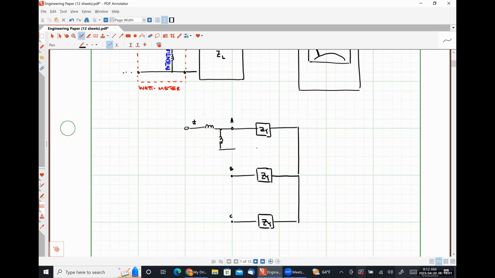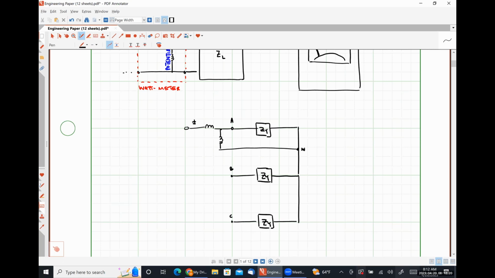And then we would need to tie our voltage coil over here to the neutral, so that we're measuring the phase current and the phase voltage, because we need both of those quantities in order to calculate our average power.